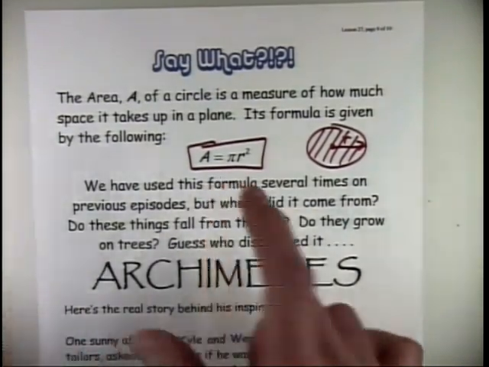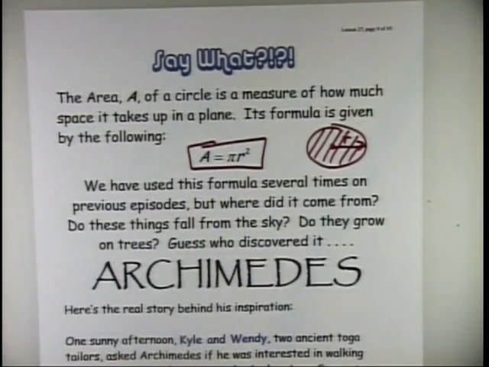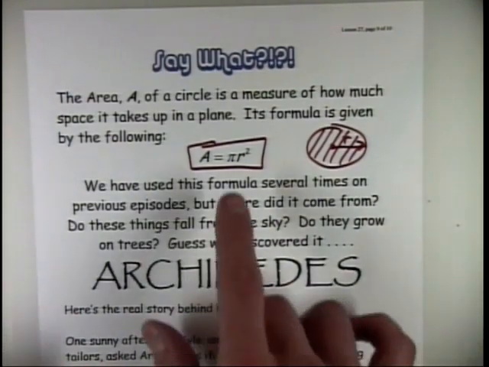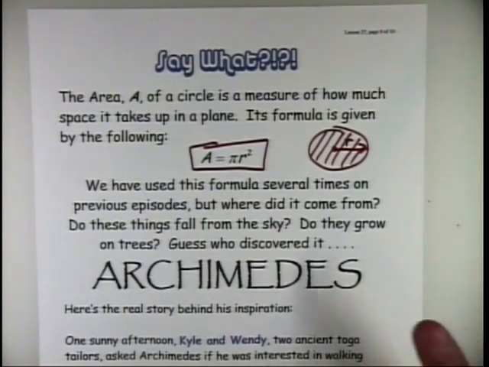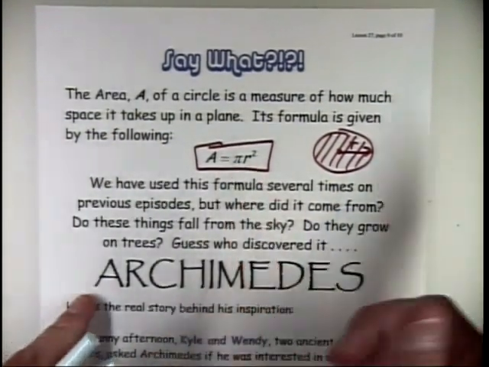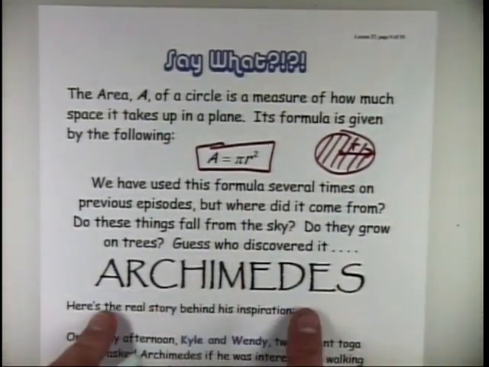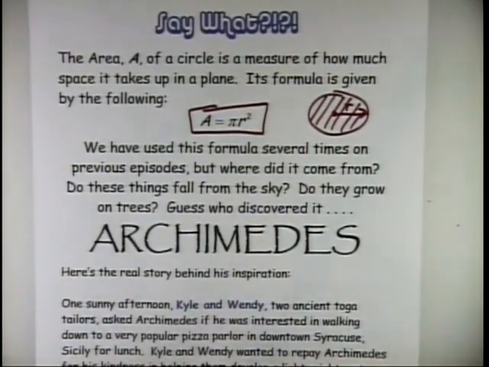Now, we've used this formula on previous episodes, but I know everyone out there is probably at least a little bit curious, if you have been asking out loud, where do all these formulas come from? Do they fall out of the sky? Do they grow on trees? Do people trip over them and pick them up and say, oh, look at that? No, they're actually discovered by brilliant mathematicians throughout the history of math. This one supposedly was first discovered by the man Archimedes. Now, there's a story behind it, and I'm going to tell you the story here.